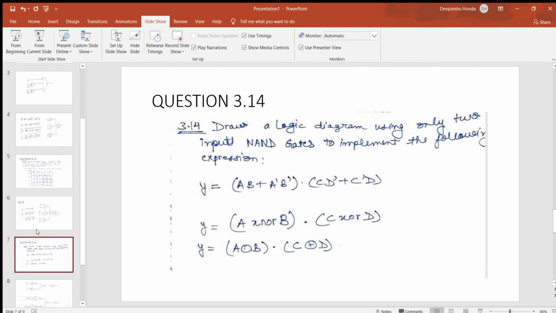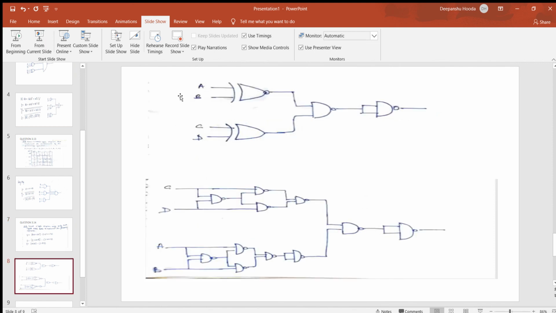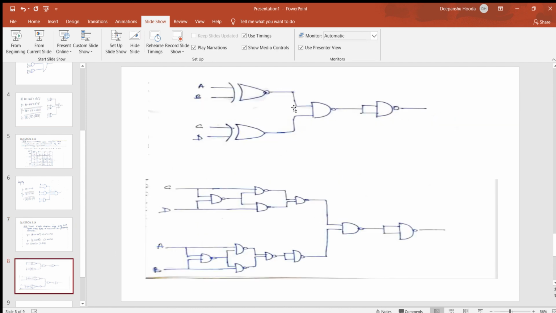Now let's move on to the solution. So we have X equals A XNOR B dot C XOR D. So this is A XNOR B and C XOR D. We have to represent all this in terms of NAND gates. If we do this, it gives us the inverse, and if we provide the same input to the NAND gate, it gives us the complement of this thing.